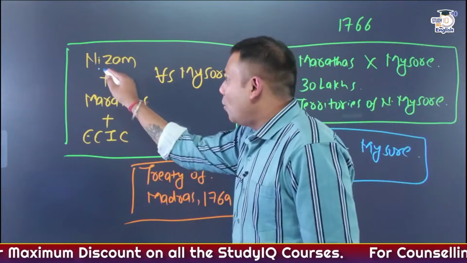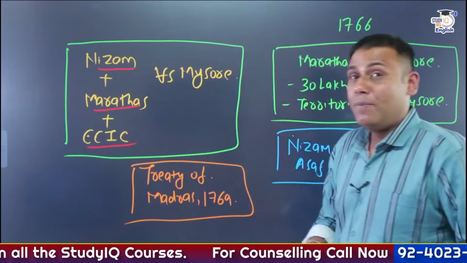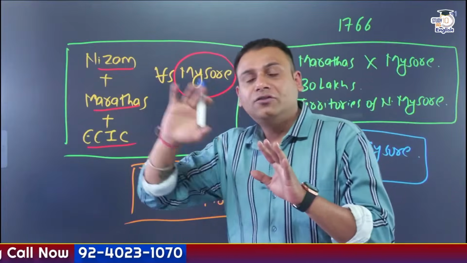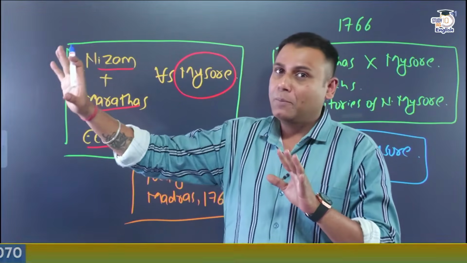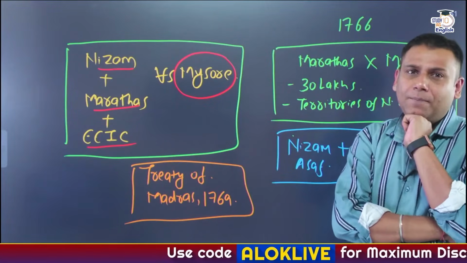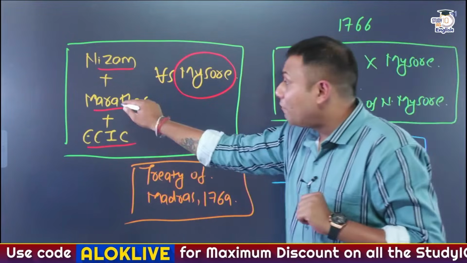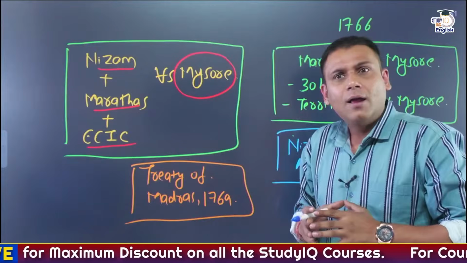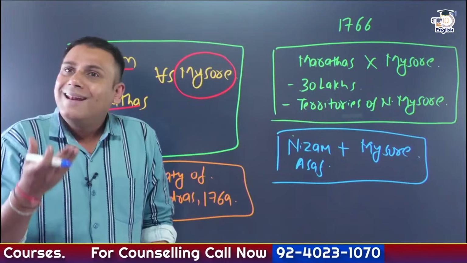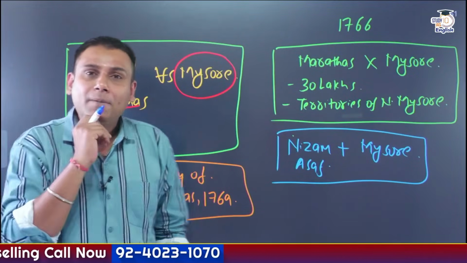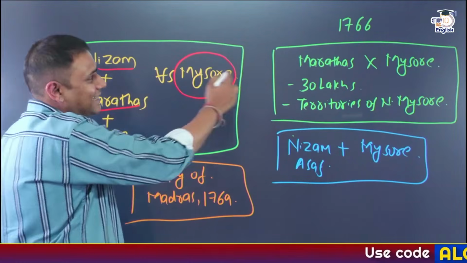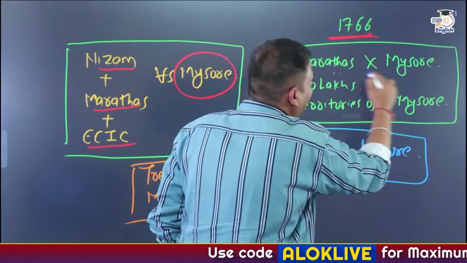Now, Nizam on one side, Marathas, English East India Company on one side, this alliance, and on the other side, Mysore. And all the three were having an eye over the region of Mysore. But Maratha Peshwa Madhav Rao thought that in case the Nizam of Hyderabad, Asaf Jah, attacks the region of Mysore without our permission, I would get nothing in return. So what happened? At this particular point of time, Marathas in 1766 directly attacked the region of Mysore.